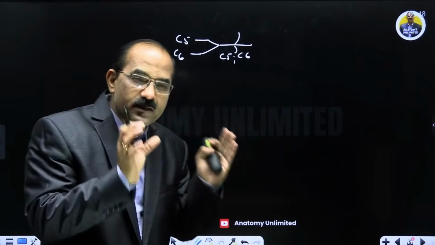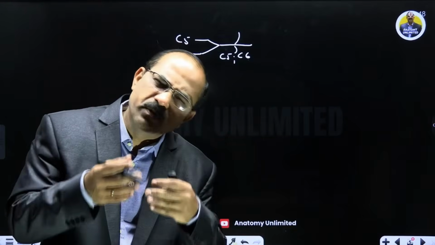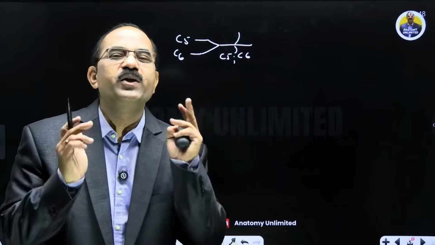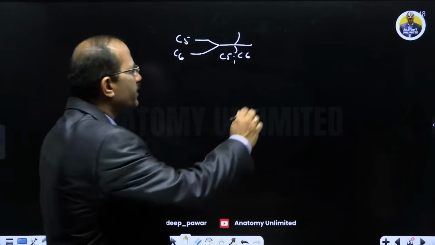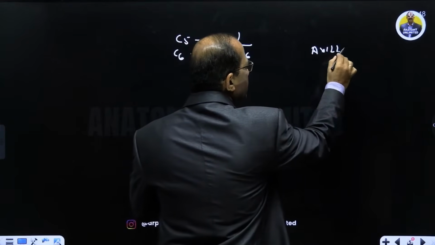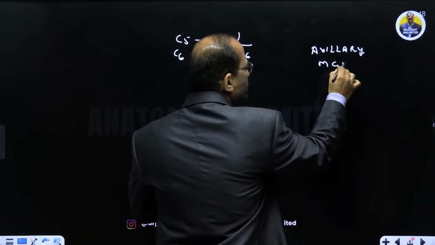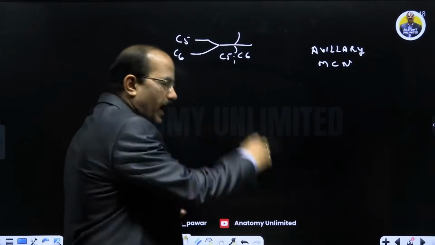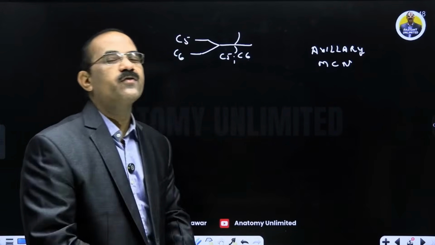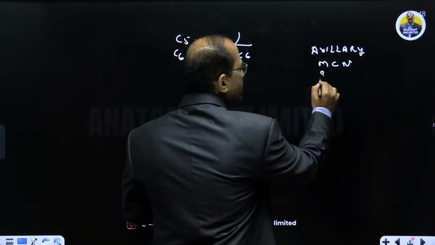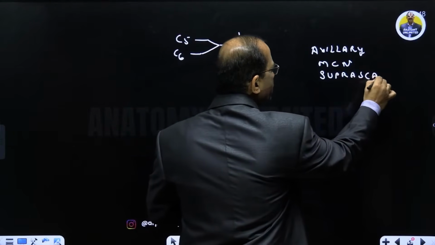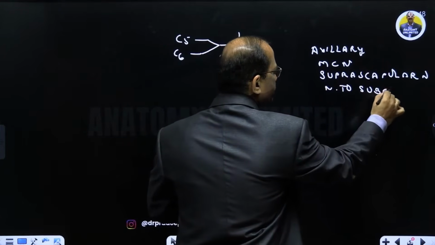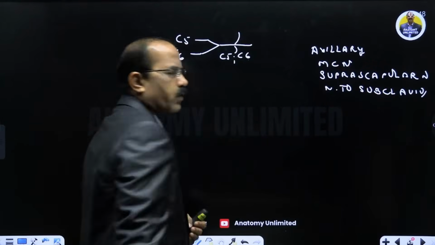Now this C5, C6 is present in many nerves. Actually it is in a lot of nerves, but C5, C6 is mainly present in two nerves: the axillary nerve and the musculocutaneous nerve. The main concentration of C5, C6 is in the axillary nerve and musculocutaneous nerve. So the axillary nerve will be involved, the musculocutaneous nerve will be involved, plus the suprascapular nerve and the nerve to subclavius. All these nerves will be involved.